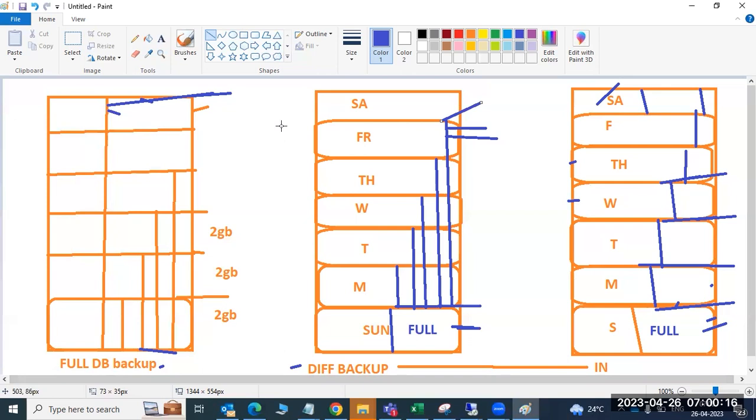So can you tell me the difference between the delta backups and the full backup? Full backup means complete DB backup. Delta backups means after the full backup, we take only the changes. The changes from Monday, Tuesday, Wednesday, like that, we have to take the backups.